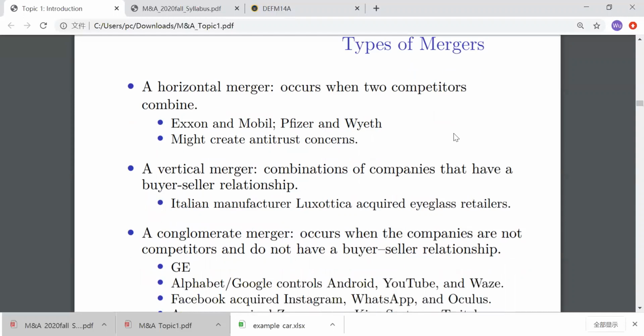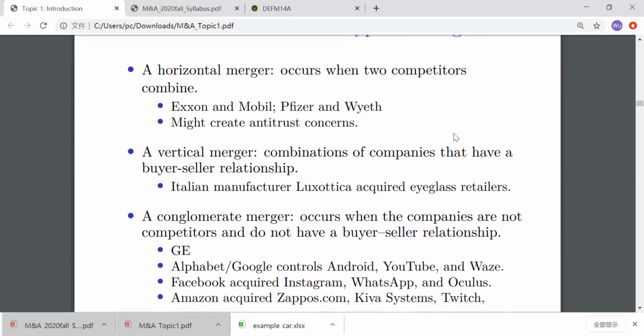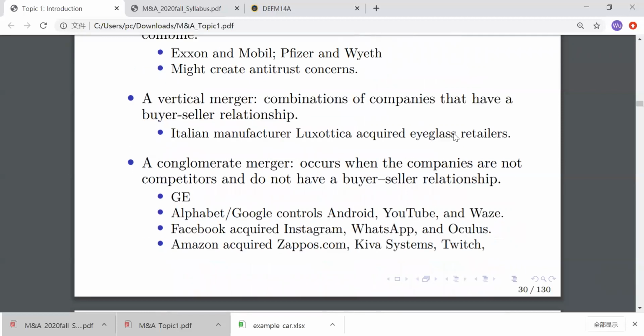The second type of merger is called vertical merger. That's when there are combinations of companies that have a buyer-seller relationship. For example, Italian manufacturer Luxottica acquired eyeglass retailers. The supplier of the retailer is the manufacturer, so that's a supplier acquiring a customer. That's the idea. And of course, there are many cases where the customer acquires the supplier. When we talk about merger strategy, we'll focus on these details more specifically.